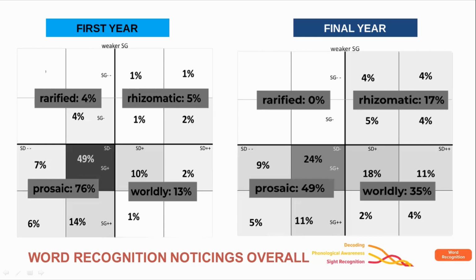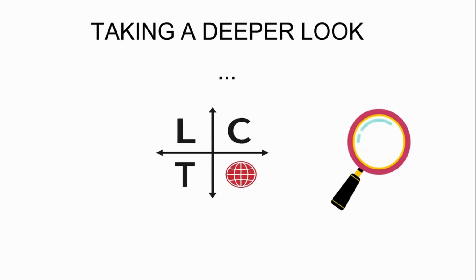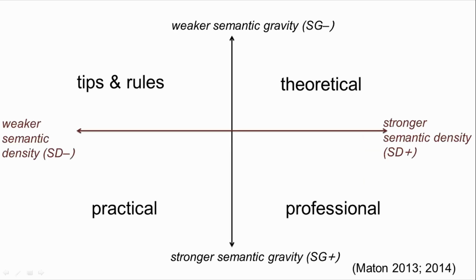So we can see quite a significant shift, but I didn't want to leave it there. I wanted to go deeper, and I wanted to know more about where these shifts were happening, in which facet of noticing that was happening. So I took a deeper look. Okay, why does this not look right? Okay, so this is just another way of looking at the Cartesian plane, the semantic plane. I haven't talked about the rarefied code here, tips and rules.